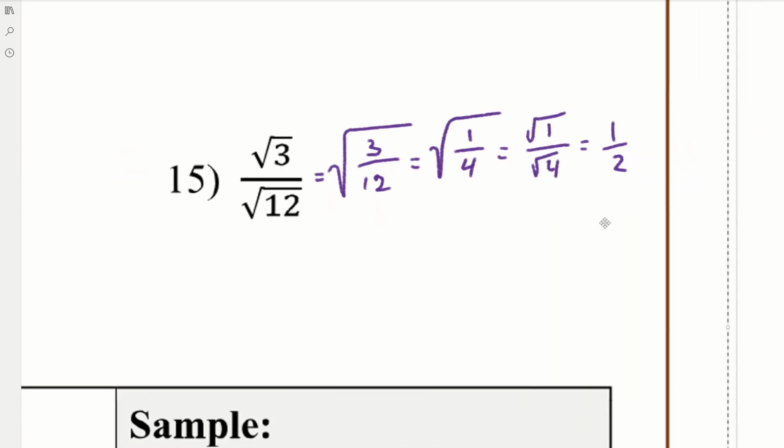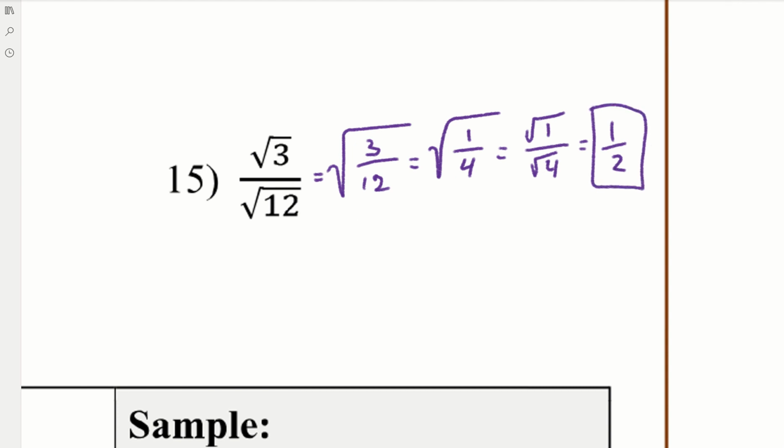And now square root of 3 over square root of 12. A couple of ways you can do this. The way that I would do this is I would simplify 3 and 12. I know that that's going to reduce to 1 and 4. Square root of 1 is 1, square root of 4 is 2. So the ultimate answer is this reduces to 1/2.